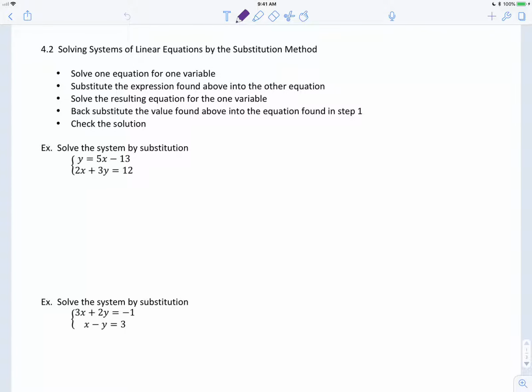All right, so another way to solve a system of linear equations is by the substitution method.